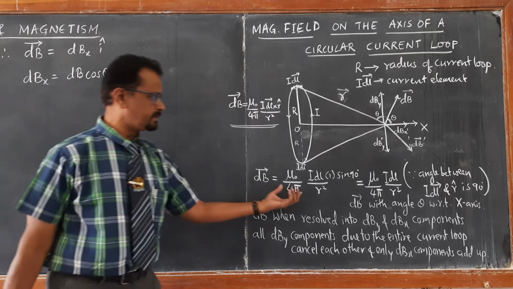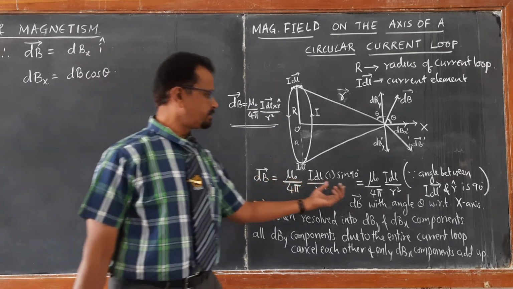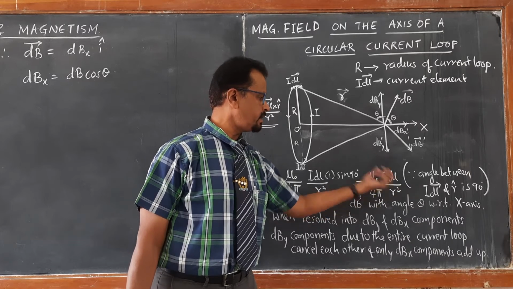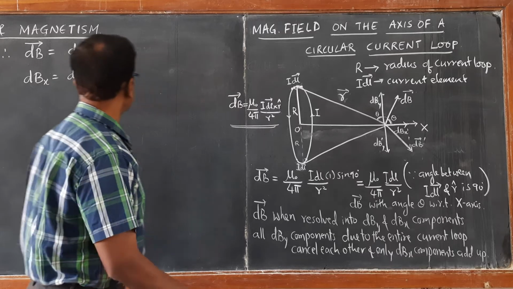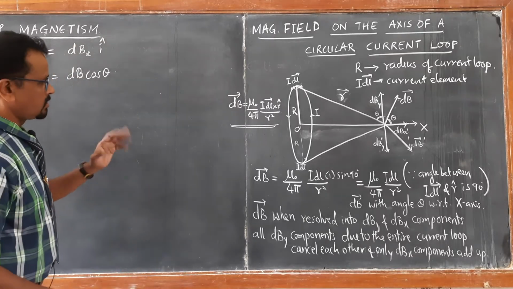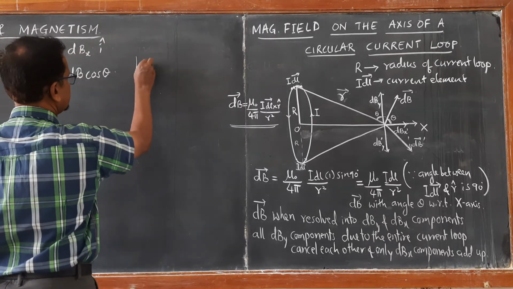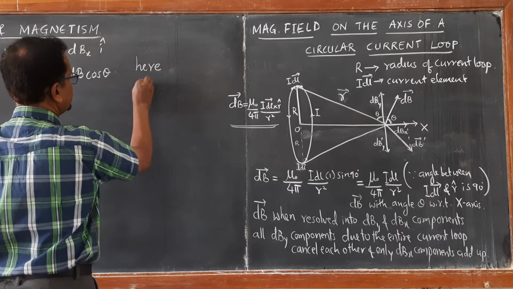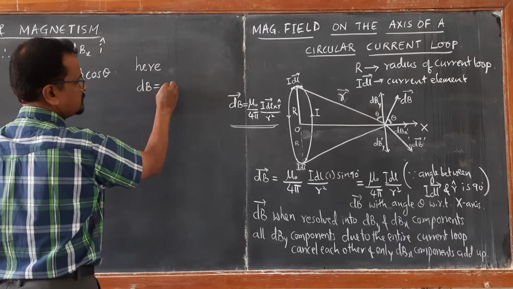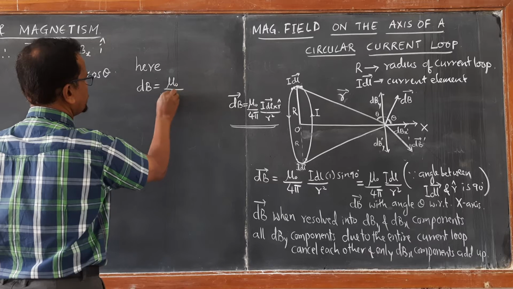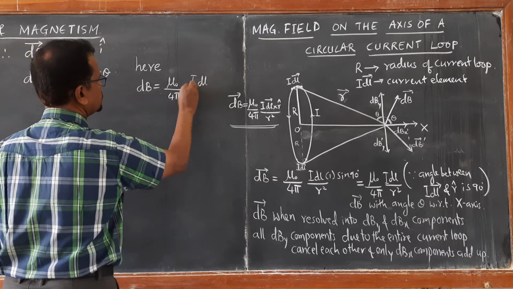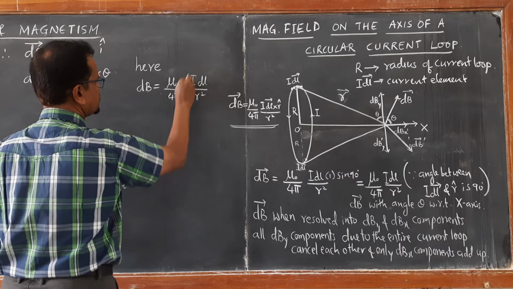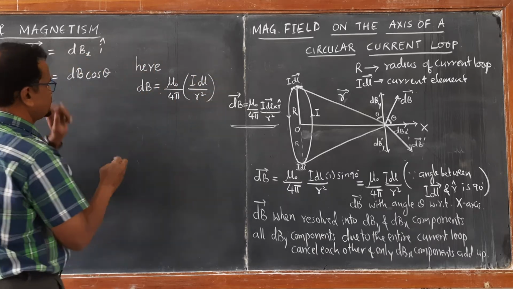Now, we know what is dB. Already we got the magnitude of dB as mu naught upon 4 pi I dl by r square. Then we will find out what is cos theta. Here we have got already dB equal to mu naught upon 4 pi I dl by r square, right. Then what is the value of cos theta?